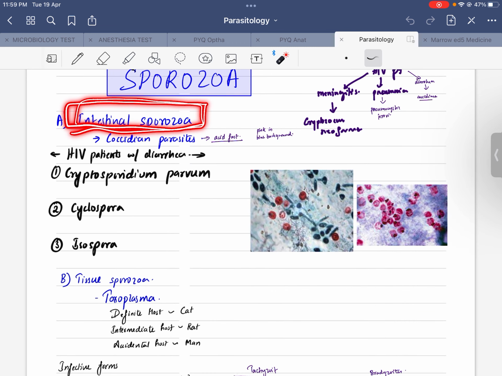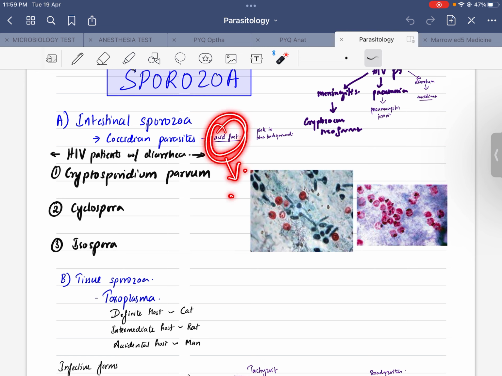Now intestinal sporozoa are the coccidian parasites, okay? These coccidian parasites are acid fast. What are the other acid fast organisms you know? There is Mycobacterium tuberculosis, okay? Then you have Mycobacterium leprae. Then you have Nocardia, okay? These are also acid fast. And then we have our coccidian parasites.